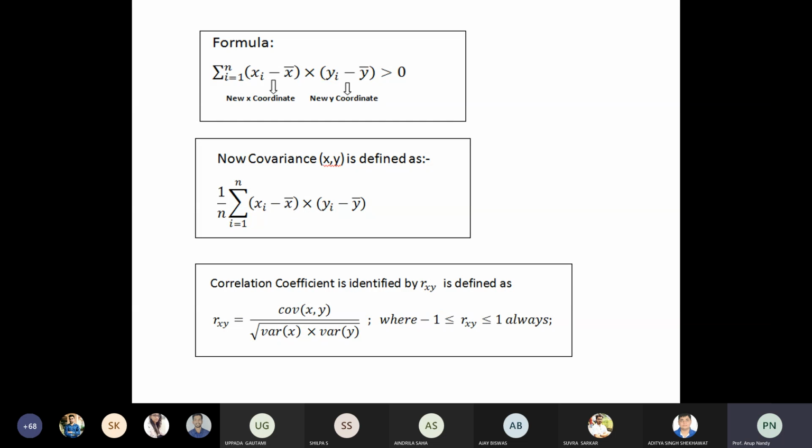Covariance of x comma x is simply the variance. So as you can see, all the diagonal elements are variances. That's why it is called symmetric. It is a square matrix. And as you can look at, Cov of 1 comma 2 in the first row is equal to Cov of 2 comma 1 in the second row. So 1 comma 2 and 2 comma 1 both are the same. That's why it is called symmetric.